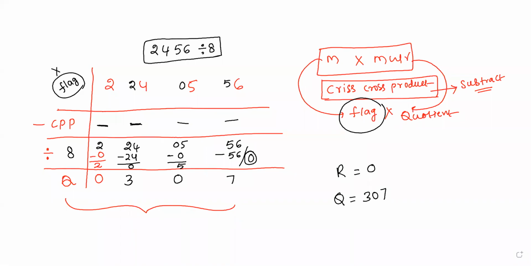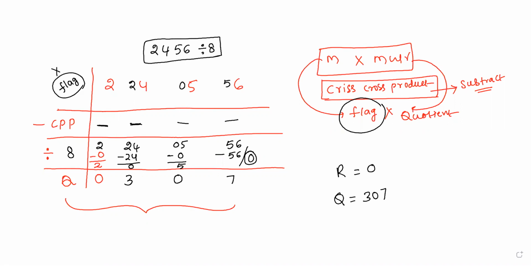Yes, Charan, listen carefully. From each digit, like 2456 is there, from the 2, we want to subtract the criss-cross product. Criss-cross product is nothing but flag digit into quotient. There is no flag digit, there is no quotient, so we cannot subtract. That means that step will be null. So 2 minus null, it will be 2. Are you getting my point?